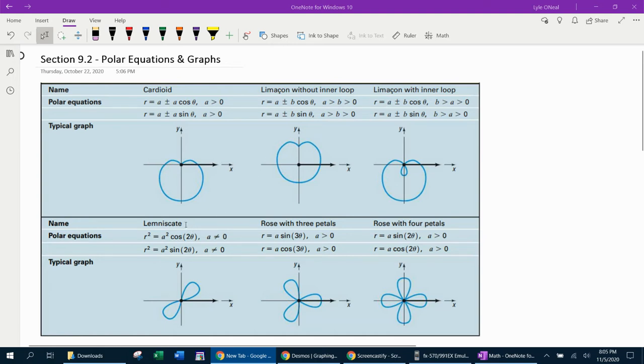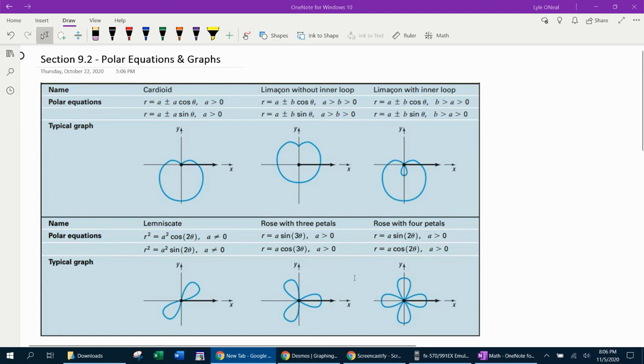All right, moving on to the lemniscate. Notice that a lemniscate makes a figure 8. And that's the way I remember that. Lemniscate, figure 8. Those formulas would be r squared equals a squared cosine of 2 theta, or it could be r squared equals a squared sine of 2 theta. Notice that the angle has to be a double angle, and the r and the a have to be squared. And that will produce your figure 8, which is a lemniscate.